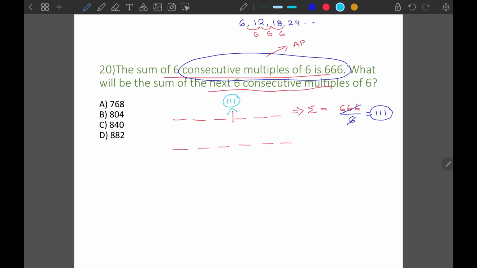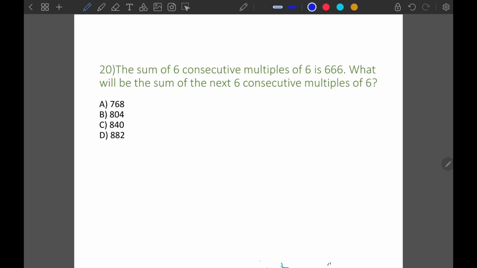And what will be the median of the second data set? Okay, perfect. Let us try to solve this question. When the sum of 6 consecutive multiples of 6 is 666, what is the sum of the next 6 consecutive multiples of 6?